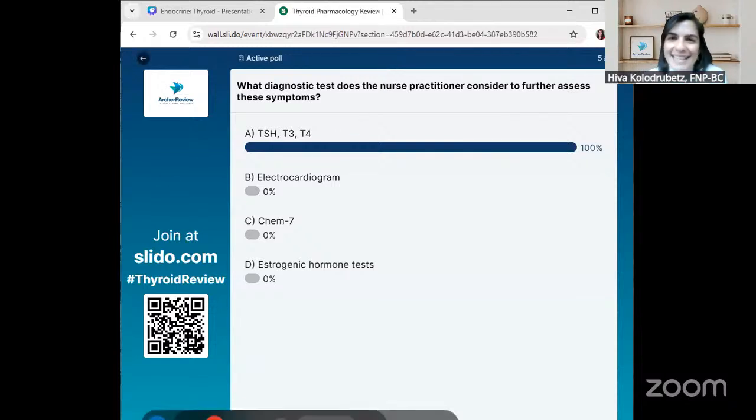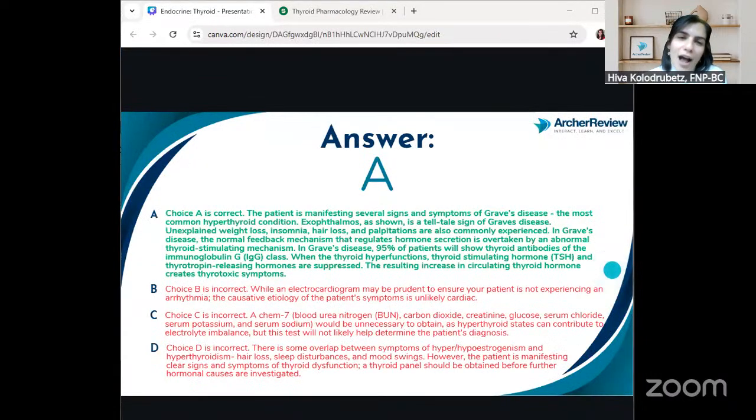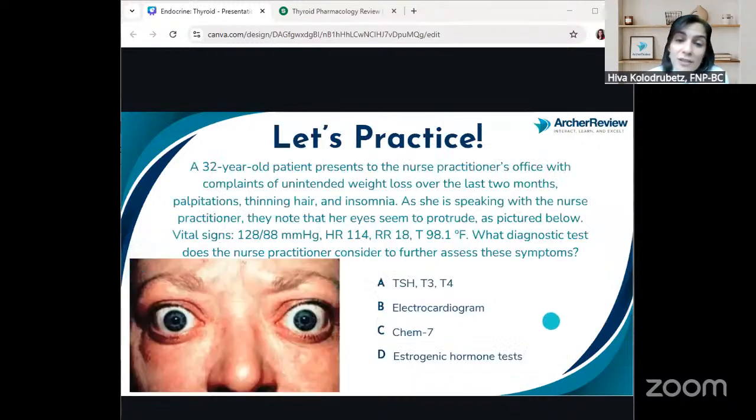Good job, you guys. Absolutely. We're thinking Graves at the top of our list of differentials. You might be getting an EKG on this patient as well. You're probably also going to throw in a chem panel when you're ordering those labs. But really what this question was trying to get at is you should be thinking Graves with this exophthalmos and these signs and symptoms coming in.